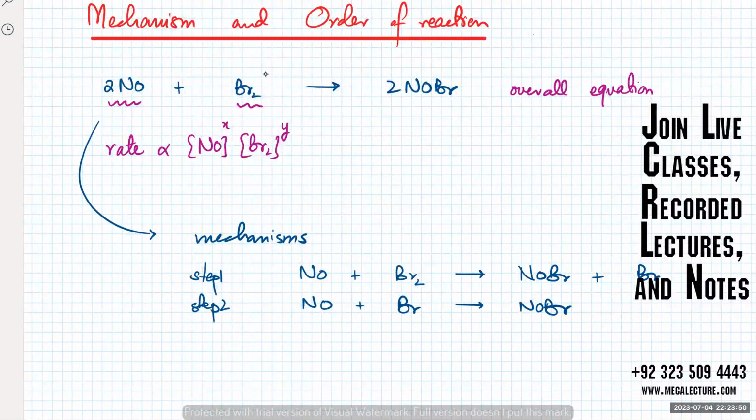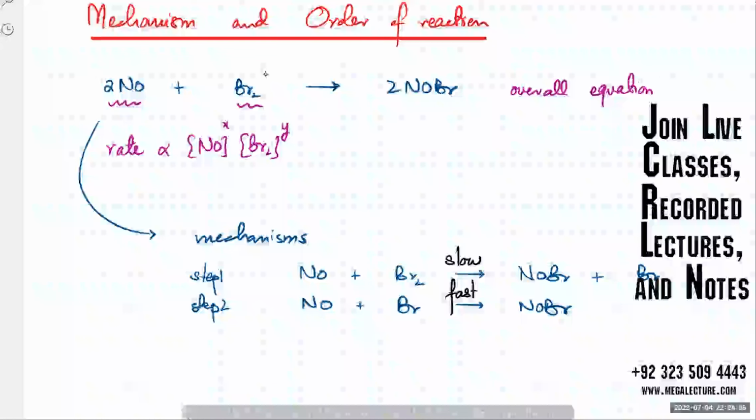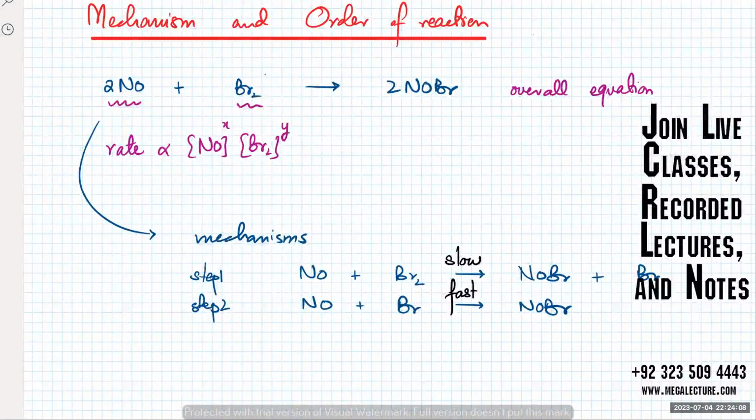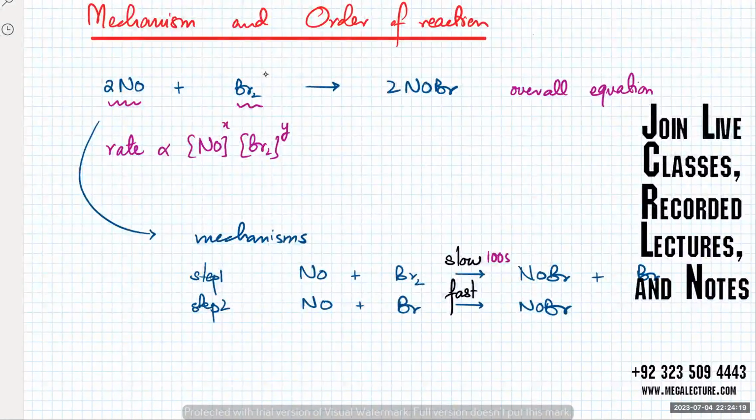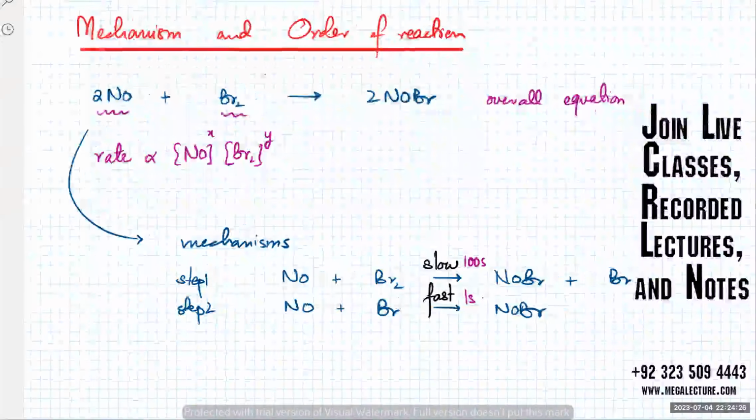So now the two steps probably don't have the same speed, which basically means that maybe the first step is a slow step, and maybe the second one is a fast step. So different steps have different speeds. Now let's say the slow step is taking 100 seconds, and the fast step is taking 1 second. So let's continue with this.